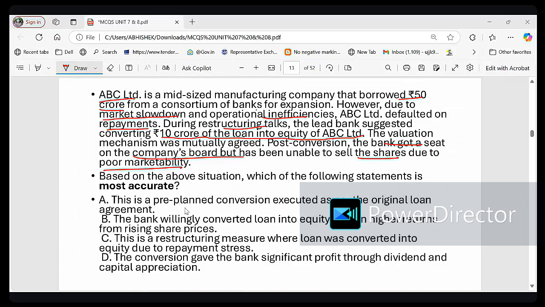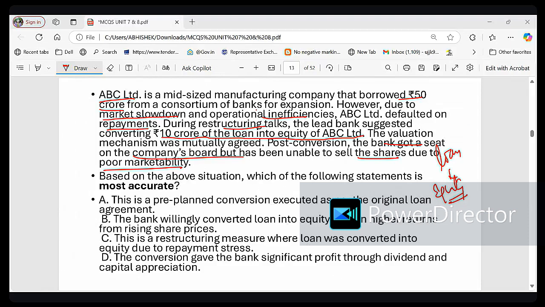Right. So, do you think that converting loan into equity is a safe move for the bank? Yes or no? Basically what the bank has done is convert the loan into equity. Is it safe for the bank? What do you think? Obviously it is not safe, right? The answer is no, because it is risky, because banks are not stock market investors, right? They prefer a steady repayment, right?